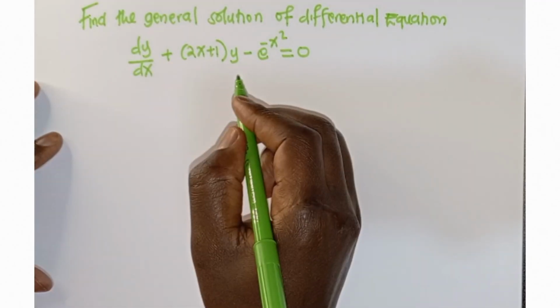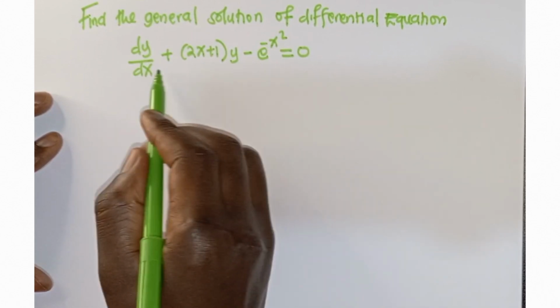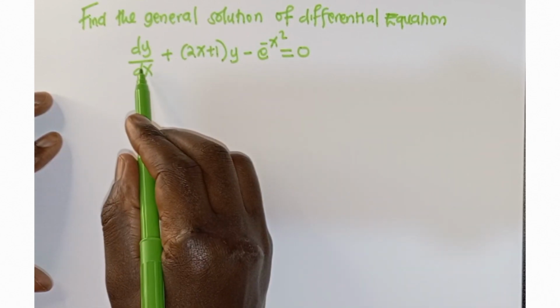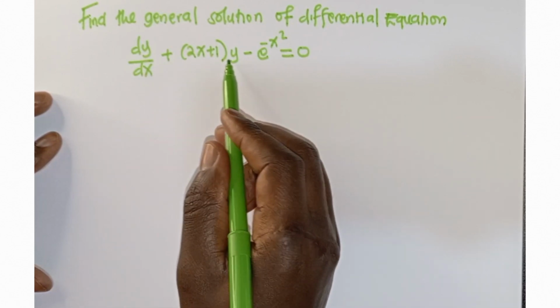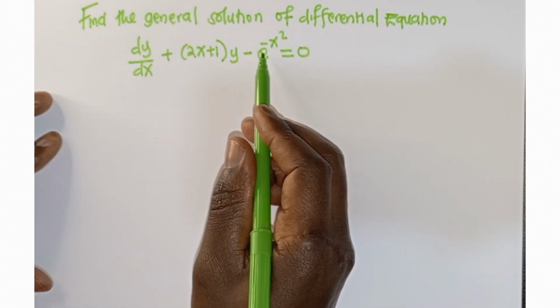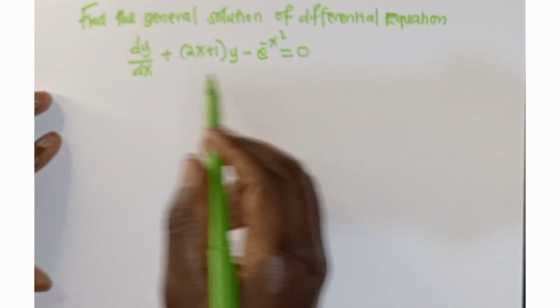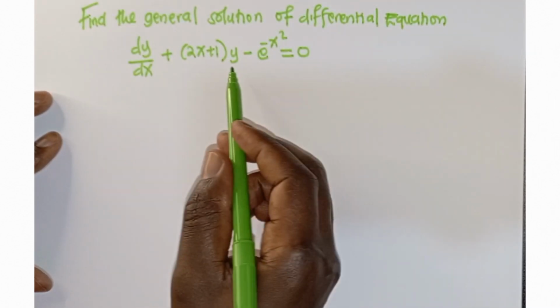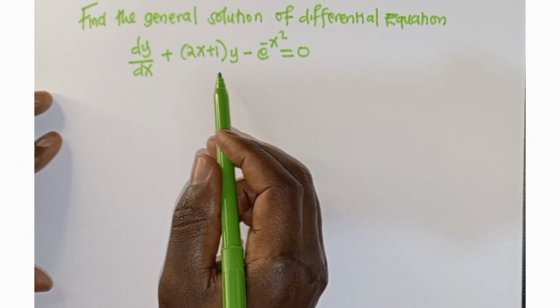In this video, we are going to solve a differential equation. We are going to find the general solution of the differential equation dy/dx + (2x + 1)y - e^(-x²) = 0. Now, when you find such an equation, just know that this is a linear differential equation.